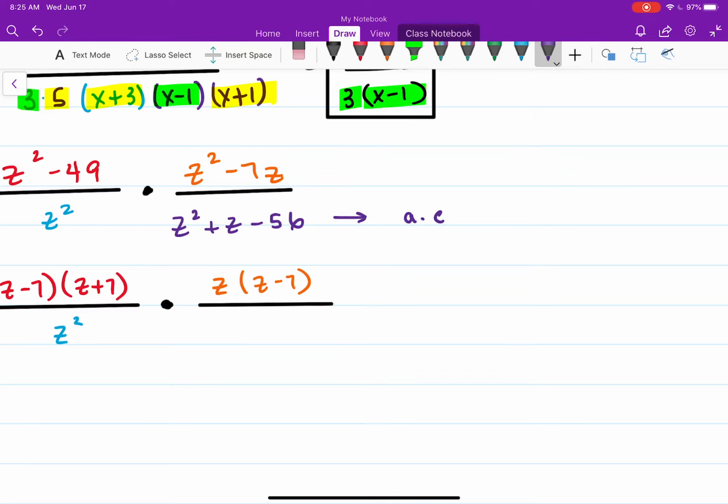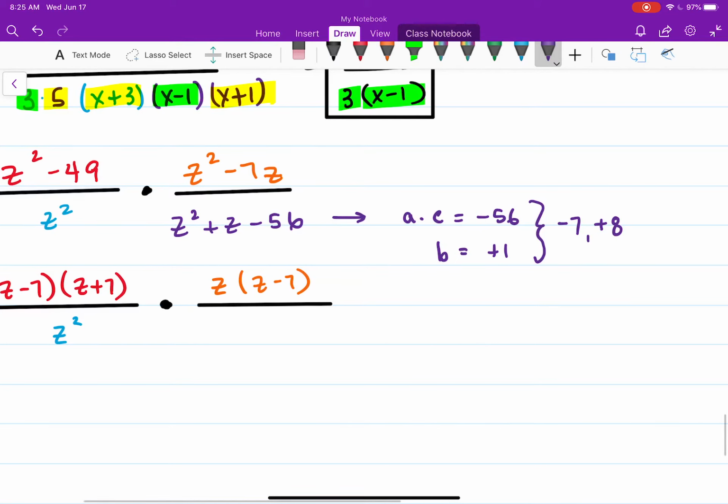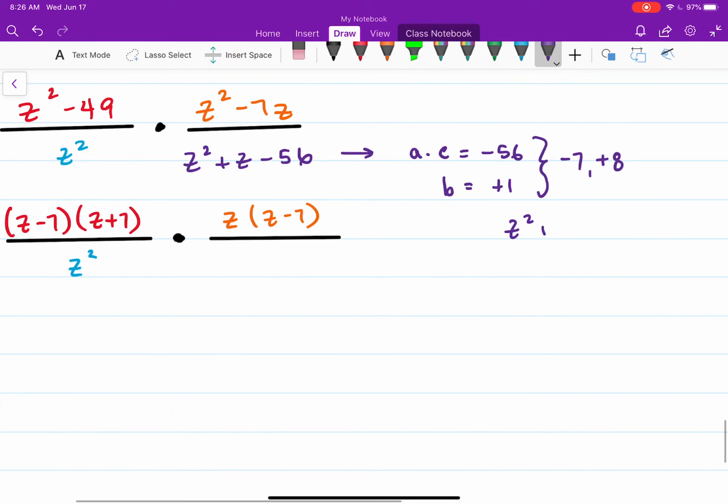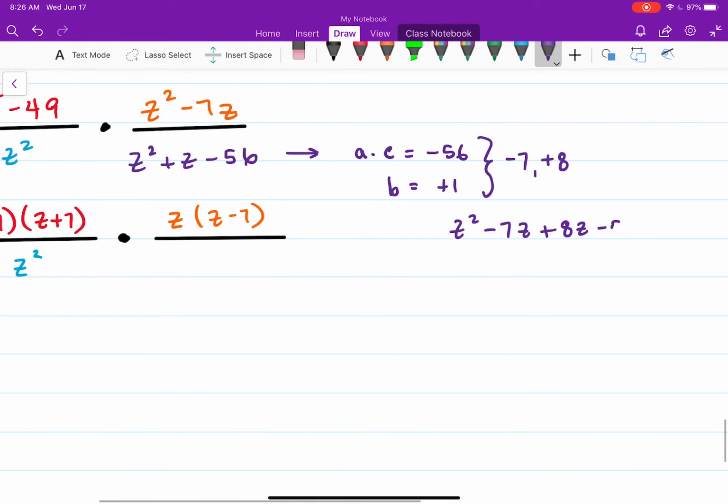So a times c is equal to negative 56. B is equal to positive 1. So my two numbers must be a negative 7 and positive 8, right? Because if I multiply those two, negative 7 times positive 8 gives me negative 56. If I add negative 7 to 8, I'll get a positive 1. So that means I have a z squared plus, oh, sorry, because I got to split that, minus 7z plus 8z minus 56.